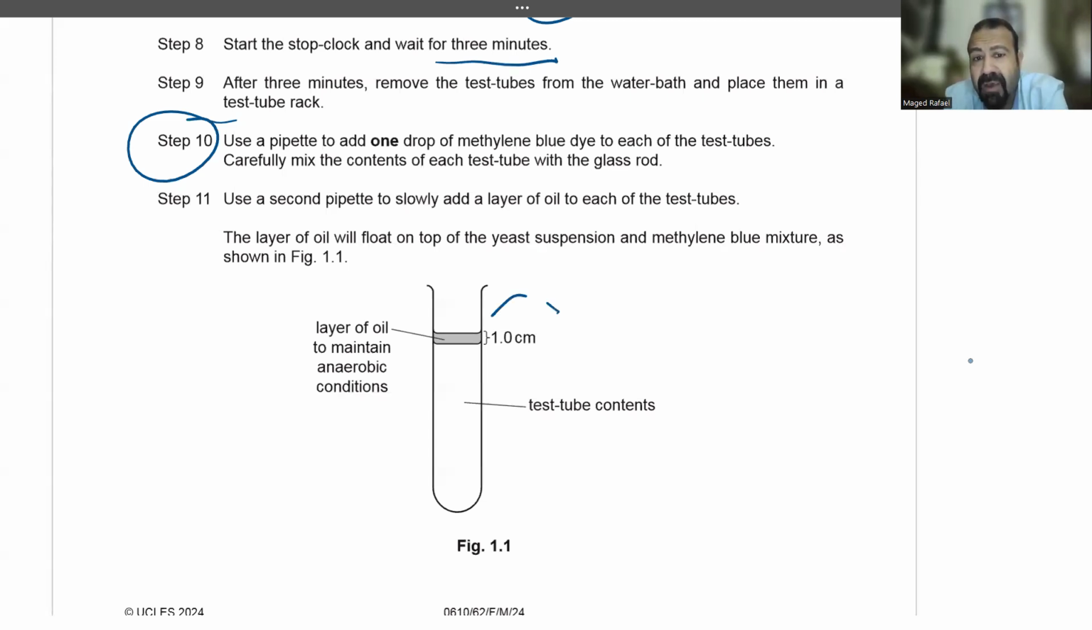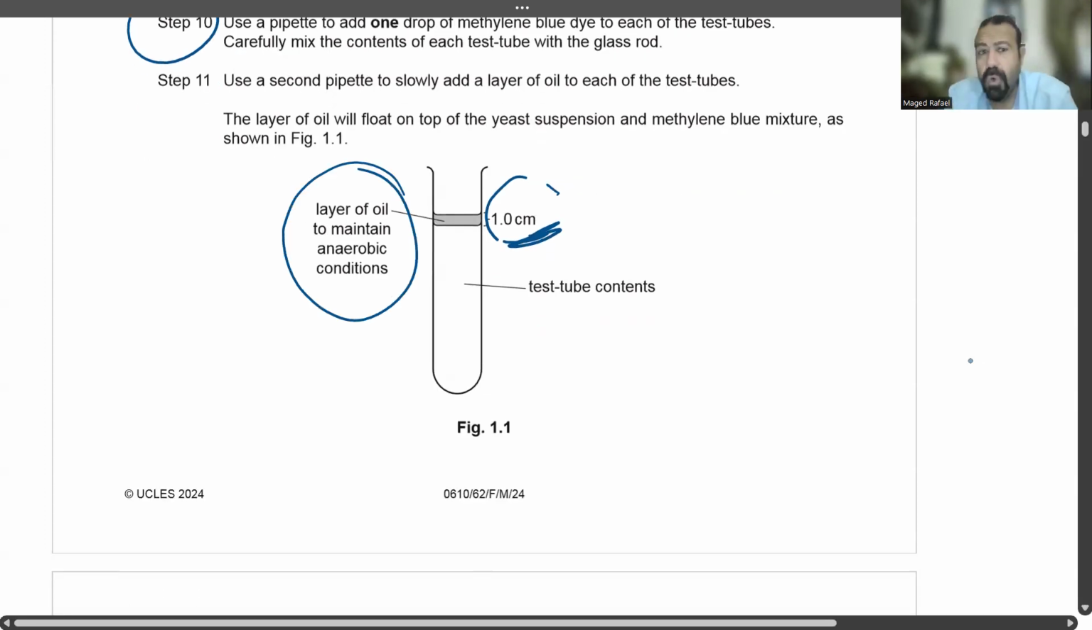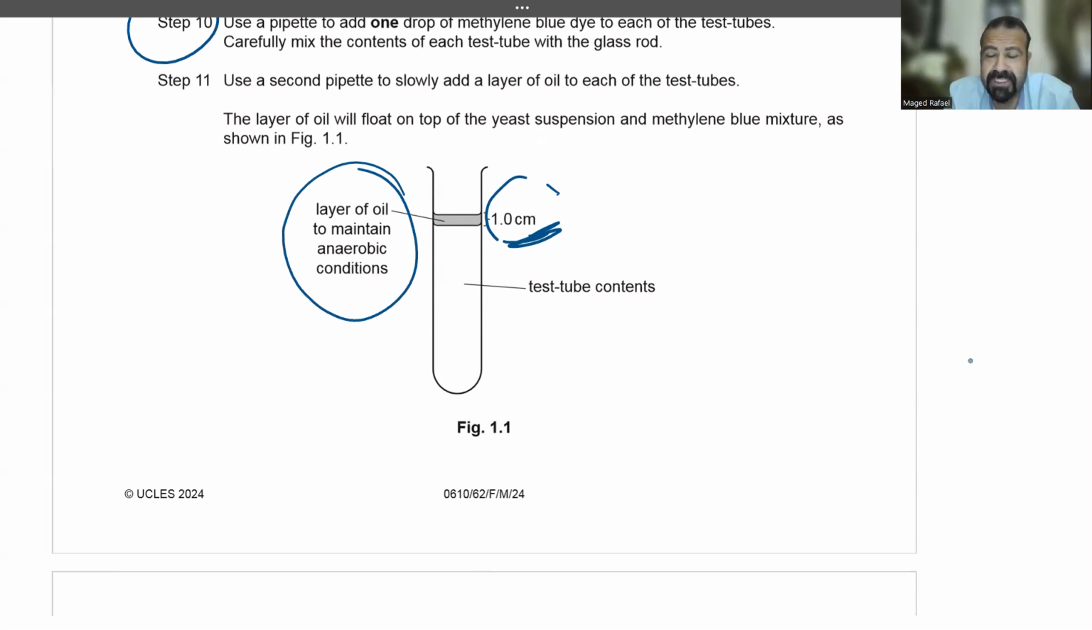And he gave you now the thickness of the oil layer. It is 1 centimeter, and this is another control. If he asked you for up to 3 control variables we used in this experiment, we can give him an accurate answer. If he didn't write that the layer of oil maintains anaerobic conditions, I would expect this could be a question, on the importance of the oil layer. And definitely it will be an easy question.